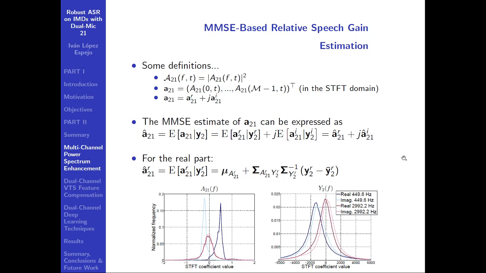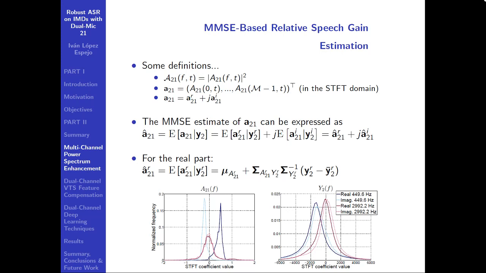I should say that a similar assumption has been previously adopted in the literature for the sake of simplicity. So now we can estimate the real and imaginary parts of the speech gain independently. To do this, first we assume that the real and imaginary parts of both the speech gain term and the noise observation at the secondary channel can be modeled by means of Gaussian distributions, something reasonable as we can see from these histograms.